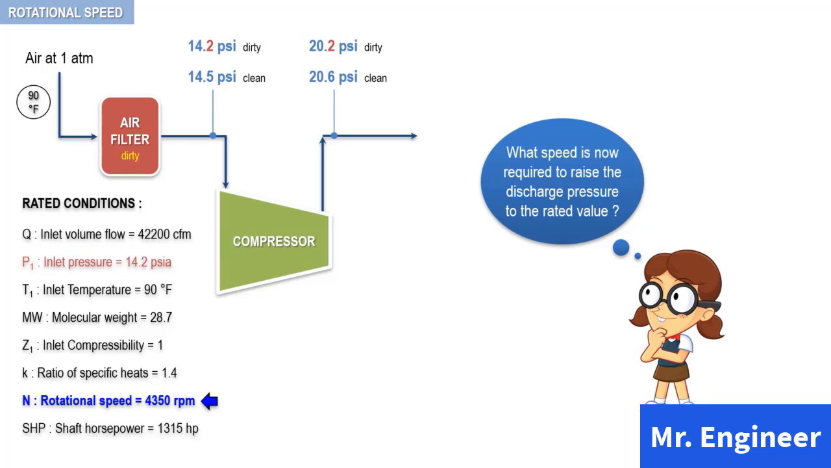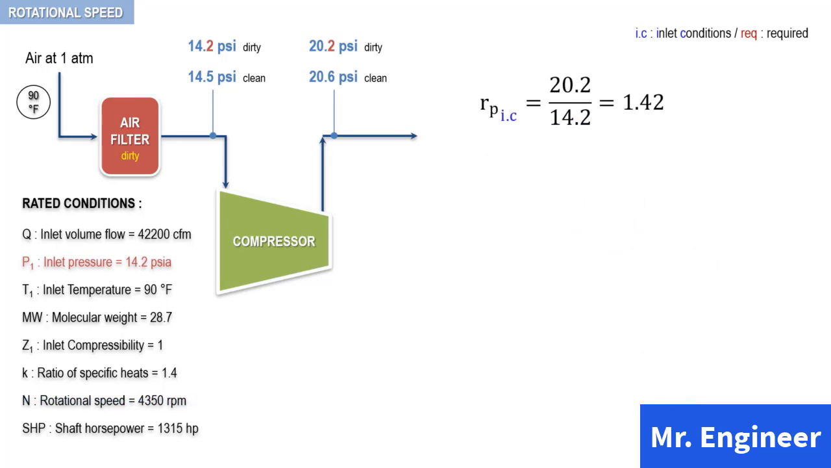The pressure ratio at rated speed for the inlet conditions under consideration is determined from the procedure previously developed. For this example, it is equal to 20.2, the new discharge pressure, divided by 14.2, the new inlet pressure. This is equal to 1.42. On the other hand, the required pressure ratio is equal to 20.6 divided by 14.2. Why is that? Because 20.6 is the discharge pressure that we want to achieve. 14.2 is the new inlet pressure. This required pressure ratio is equal to 1.45.